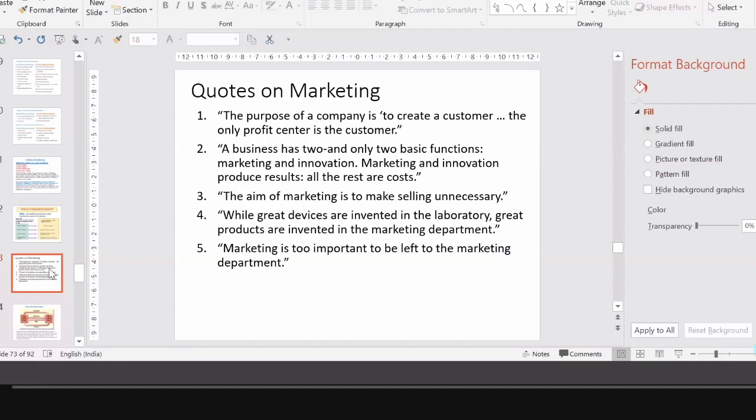The aim of marketing is to make selling superfluous or unnecessary. And while great devices are invented in the laboratory, great products are invented in the marketing department.